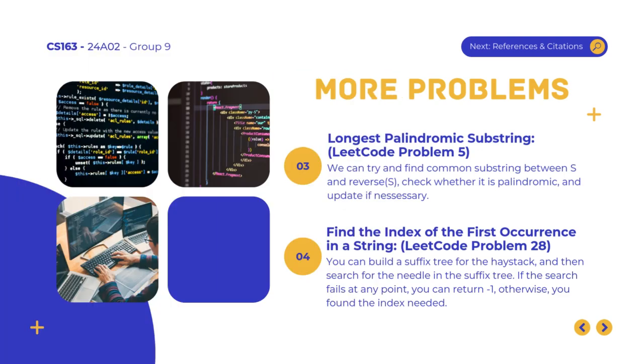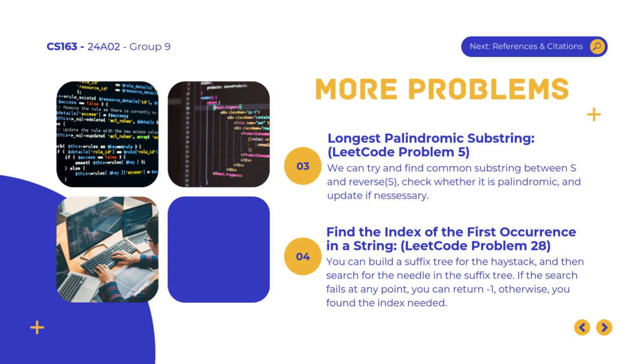Here we have two more problems. For the first one, we need to find the longest palindromic substring. This problem is similar to LeetCode problem 5. In this problem, we can try to find the common substring between S and the reverse of S, and then check if it's a palindrome and update if necessary.